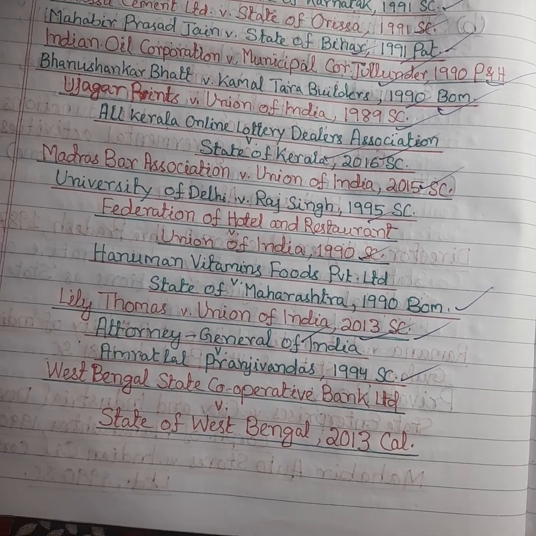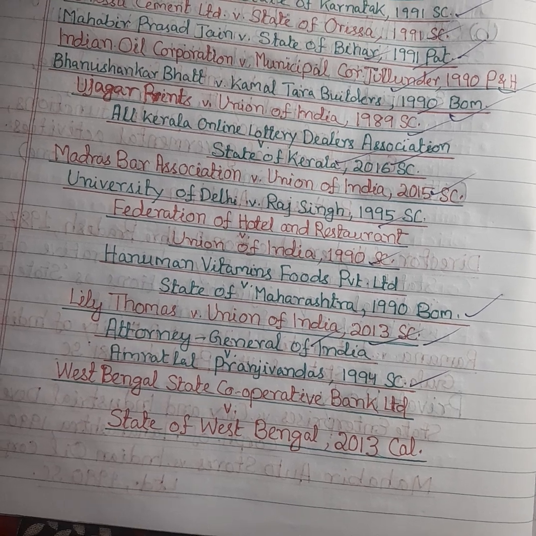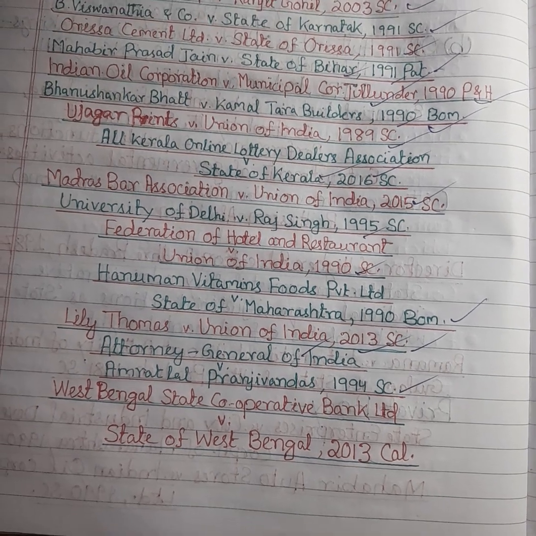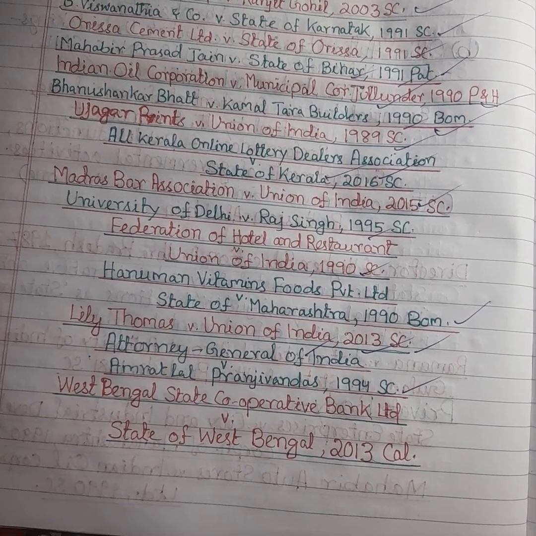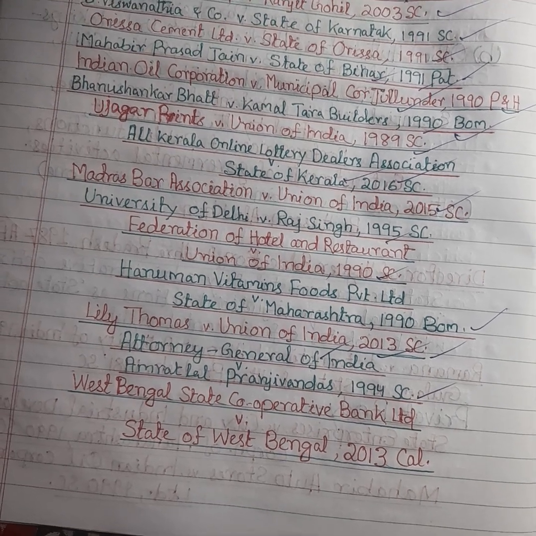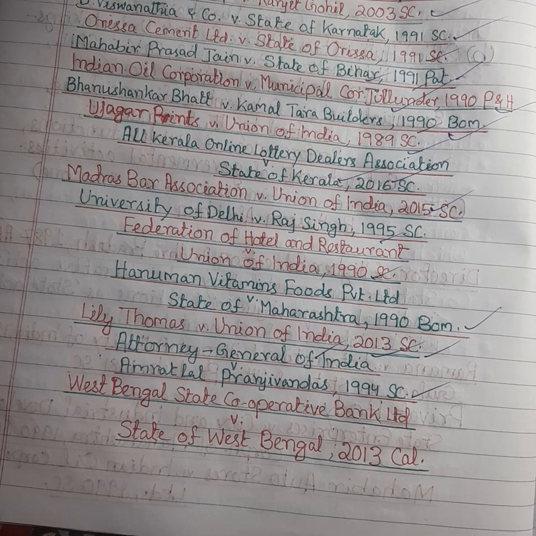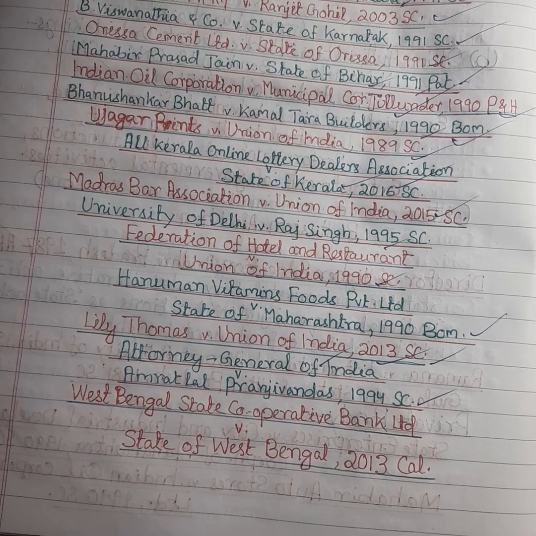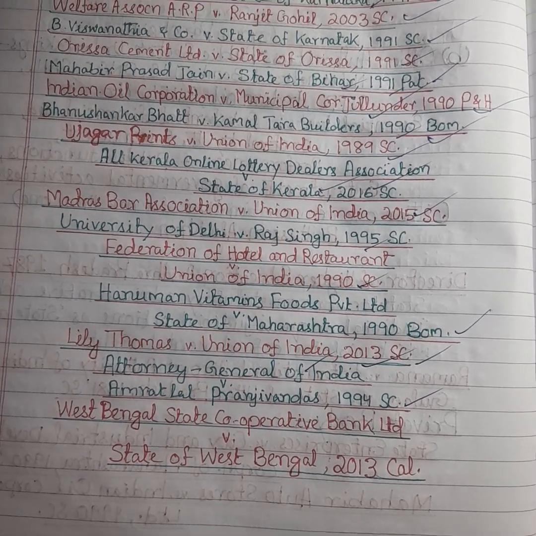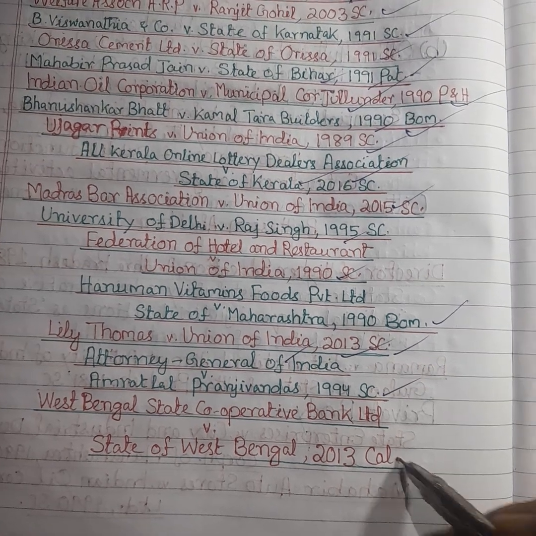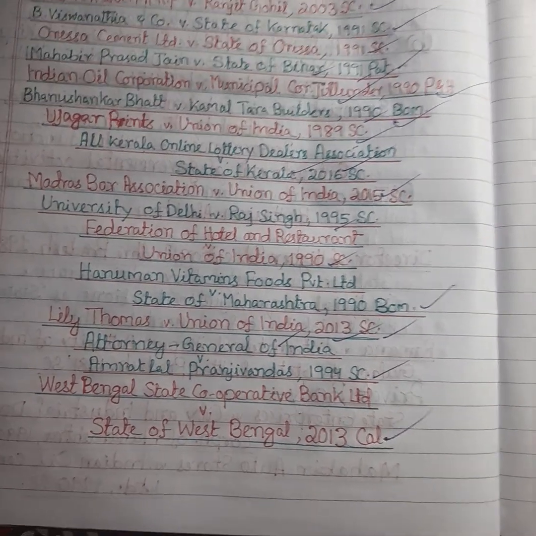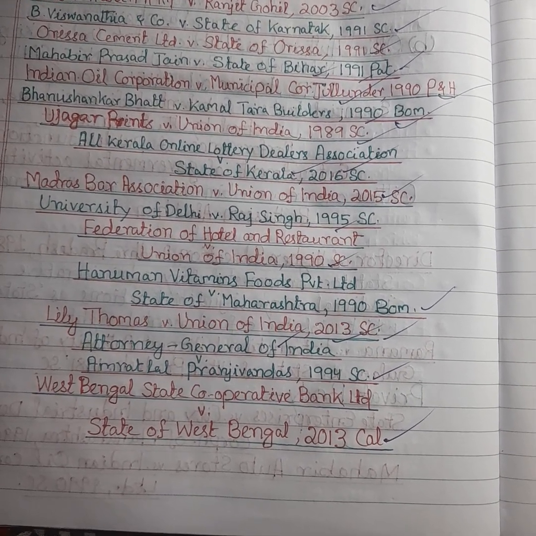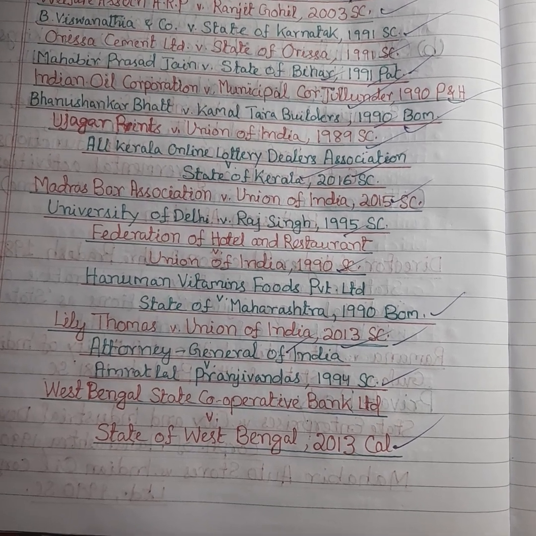whenever a bill passed by the state legislature in respect of a matter enumerated in the state list is kept reserved by the governor for the consideration of the president, such a bill necessarily assumes a distinct and special character, as it was pronounced by the Calcutta High Court in 2013 in this important leading case, West Bengal State Cooperative Bank Limited versus State of West Bengal.